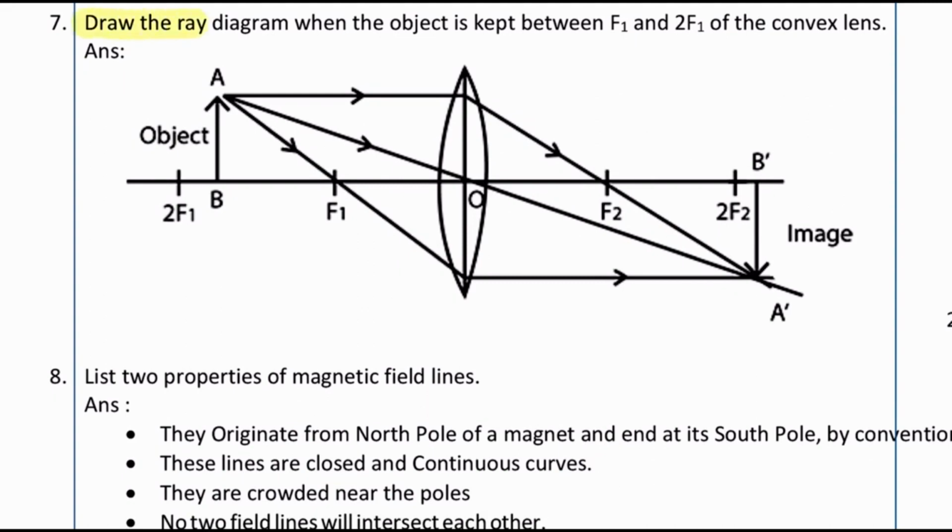Next, 7th question. Draw the ray diagram when the object is kept between F1 and F2 of the convex lens. Here is the diagram. You can copy it if you want or note it.